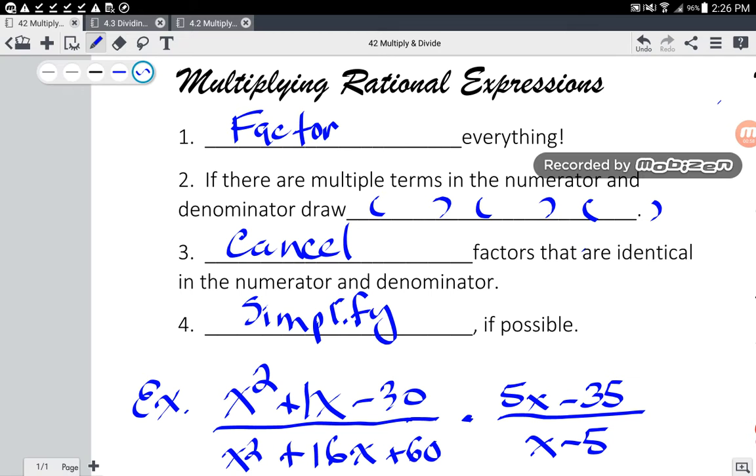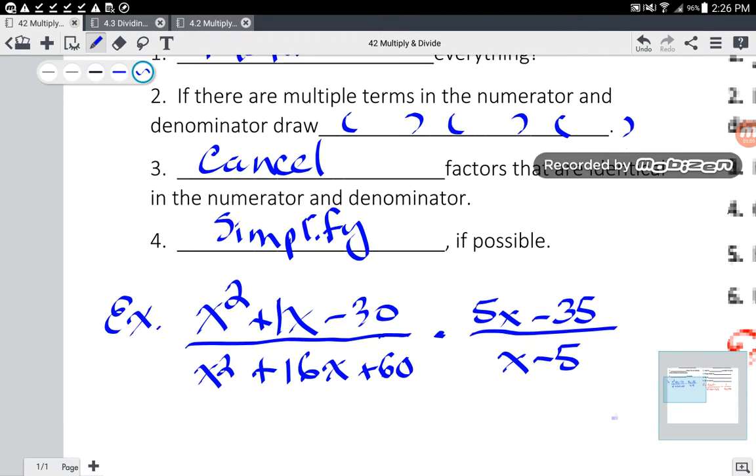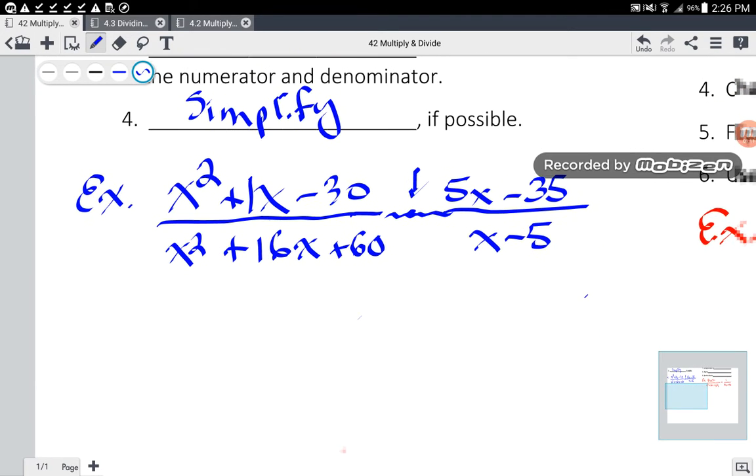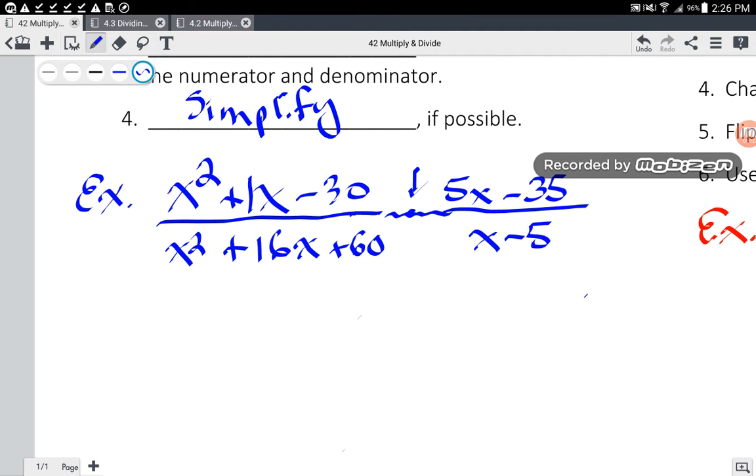So the only difference between this and what you did yesterday is it has this little multiply sign in the middle, which you can kind of ignore and just treat this as one big giant fraction. So you want to start off by factoring. I'll still leave these separate.